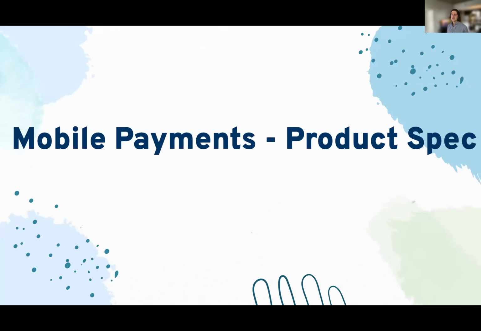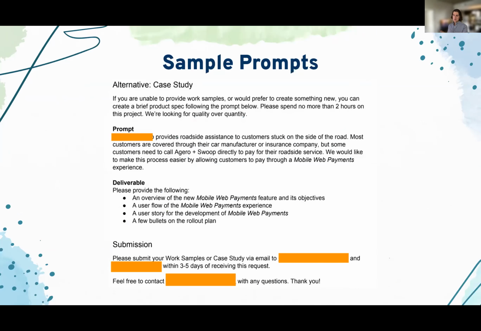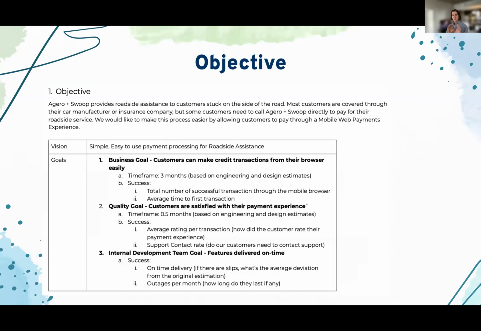And then for the second spec, this is the mobile payment spec. This was the prompt, which I already shared. They want an overview, a user flow, user stories about the payments themselves, and a few bullets on the rollout. So this is what I decided to do. I focused on a high-level objective: what the company's about, their goals, the vision, and then the different goals that I want to track as a PM.